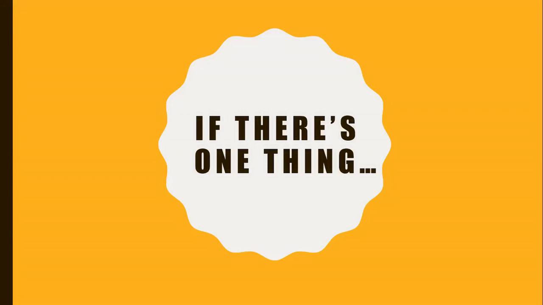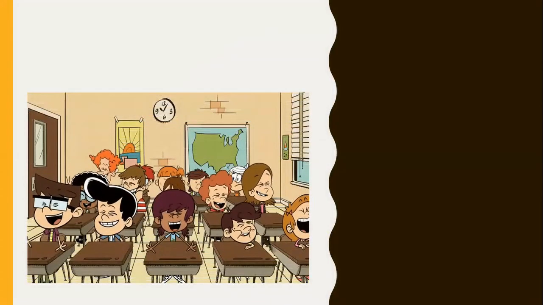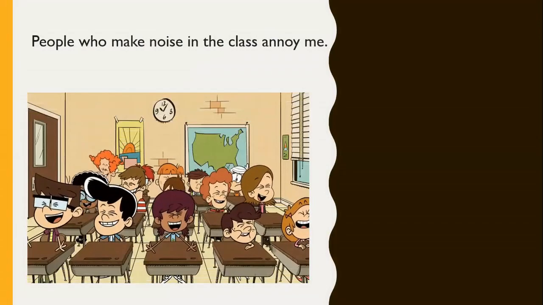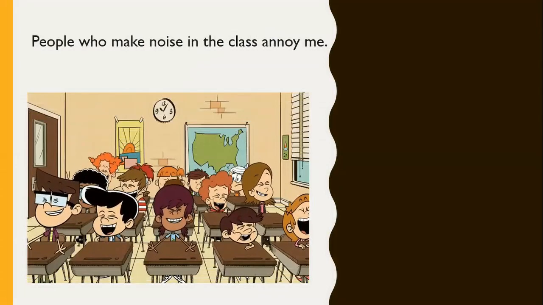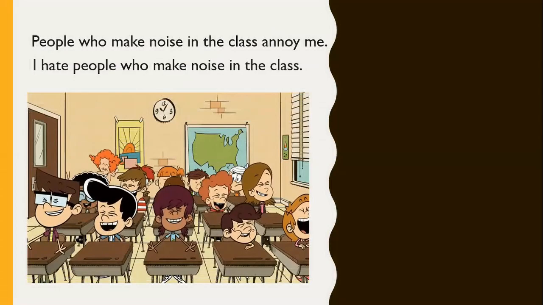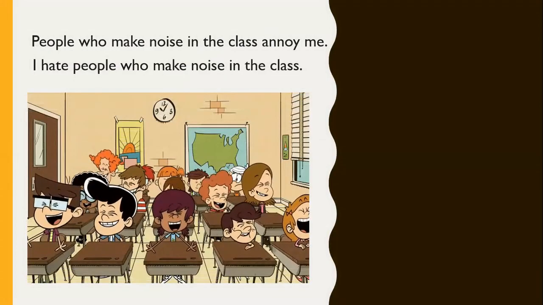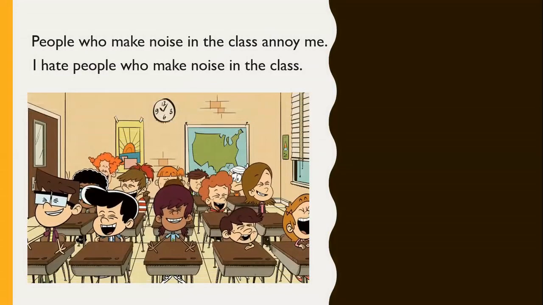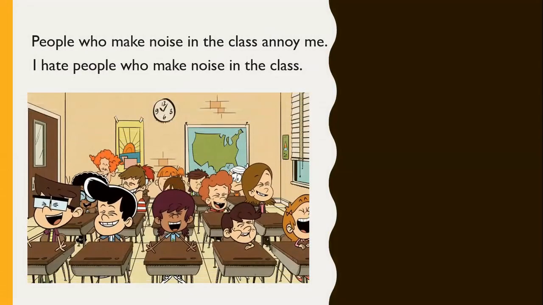Let's start with "if there is one thing", which is from the unit Attitude and Reaction. Look at this example. You can see some children making noise in the class, and I can say, people who make noise in the class annoy me, or I hate people who make noise in the class. In the exam, you get the question: rewrite the following sentence using "if there is one thing". So how do we write these two statements using "if there is one thing"?